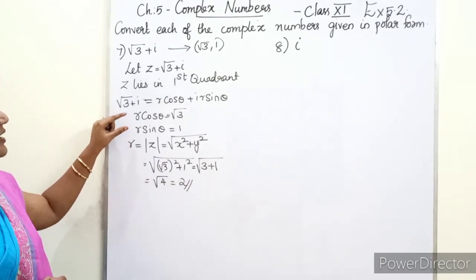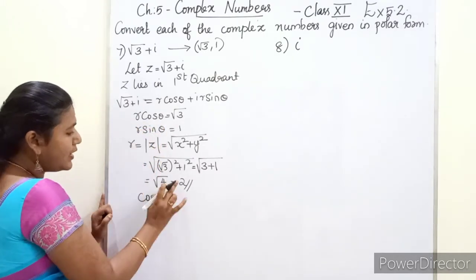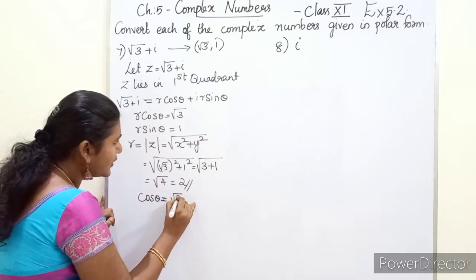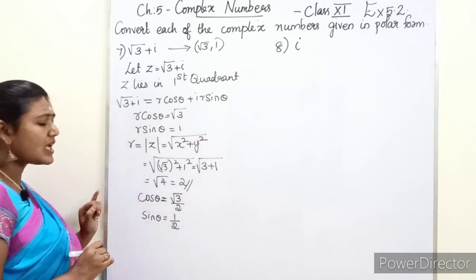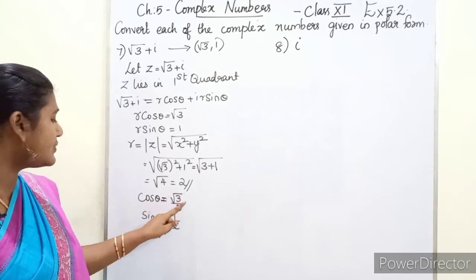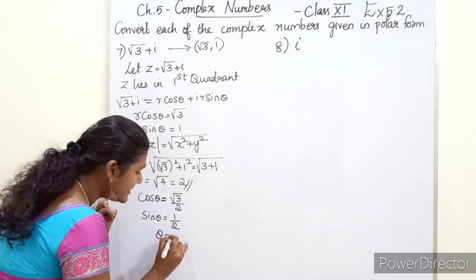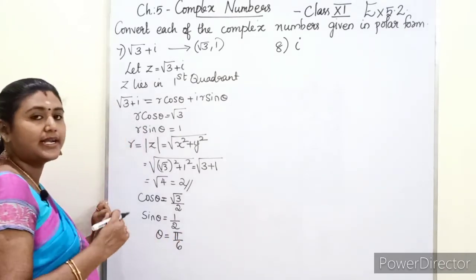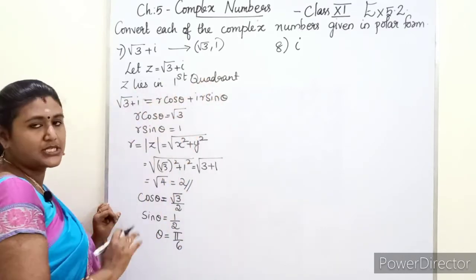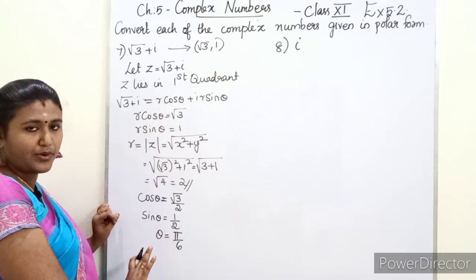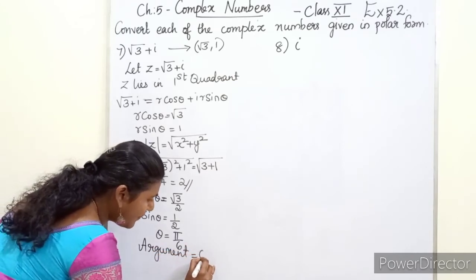Now we will find out the angle, that is theta. Cos theta is equal to root 3 by 2, since the r value is 2, and sin theta is equal to 1 by 2. For which angle is cos theta root 3 by 2 and sin theta 1 by 2? For 30 degree. So we can write theta is equal to pi by 6. 30 degree means pi by 6, that is 180 by 6. Now since z lies in the first quadrant, the argument value will be theta only. So the argument is equal to theta is equal to pi by 6.